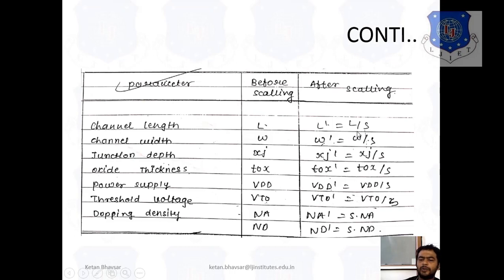So L dash is equal to L divided by S, W dash is equal to W by S, Xj dash is equal to Xj by S, TOX dash is equal to TOX by S, VDD dash is equal to VDD by S, VTO dash is equal to VTO divided by S, Na dash is equal to S times Na, and Nd dash is equal to S times Nd. So these are the parameters we have to use when we use full scaling.